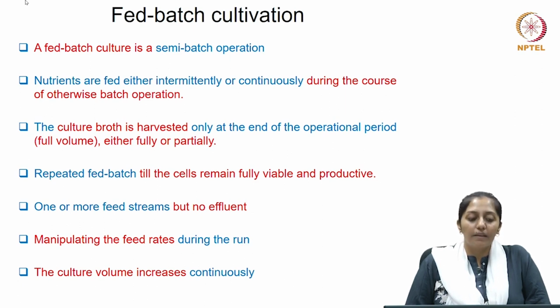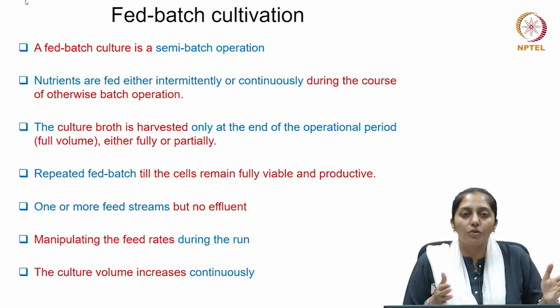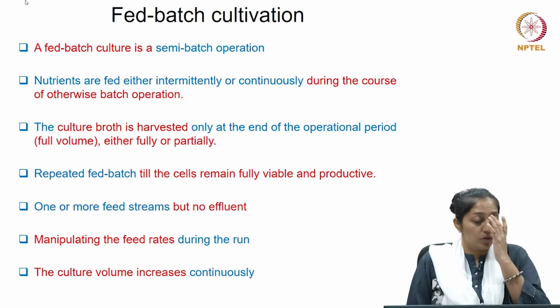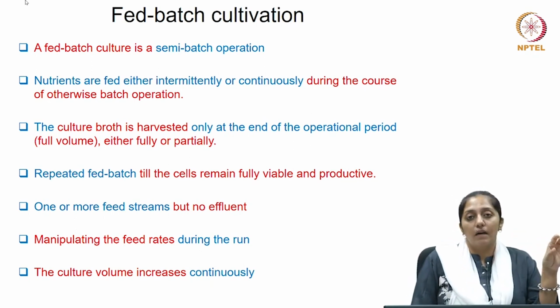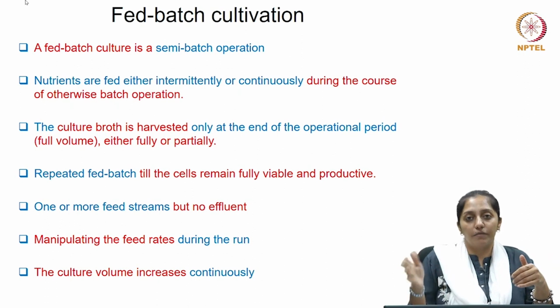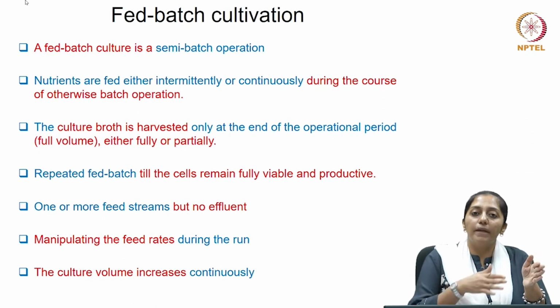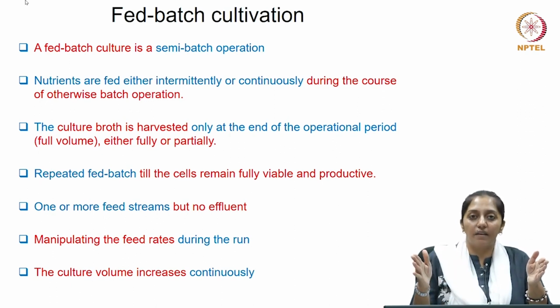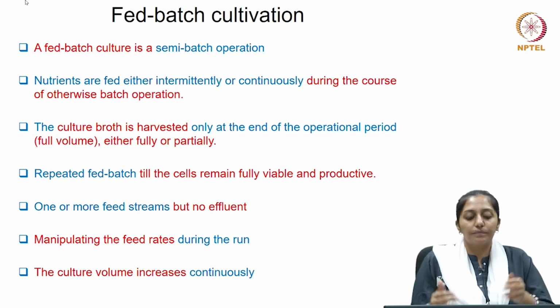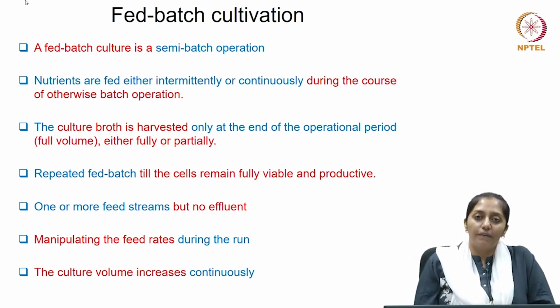Just to reiterate, a fed batch culture is also called a semi batch operation. Nutrients are fed either intermittently or continuously during the course of an otherwise batch operation. This means that the nutrients can be fed after an interval of time inside a reactor once it starts, or it can be fed continuously as the reactor is running till its harvest. This kind of feeding is called fed batch feeding.